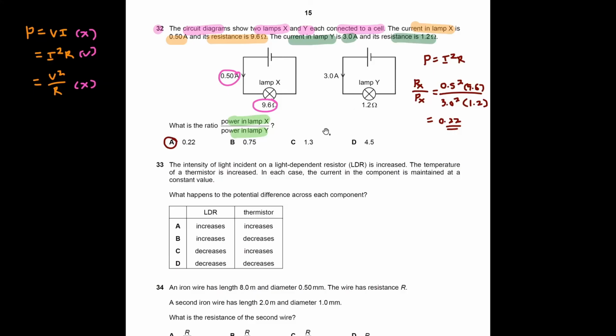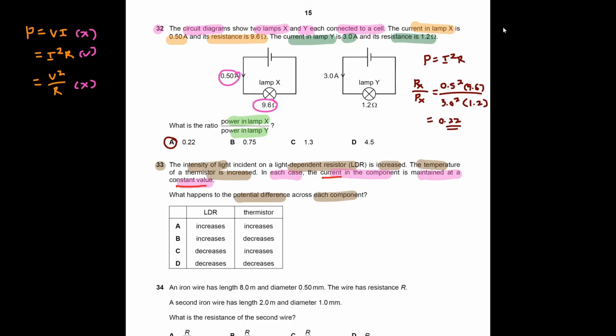Then you move on to question 33. Now in question 33, the intensity of light incident on an LDR is increased. The temperature of a thermistor is increased. In each case, the current in the component is maintained at a constant value. So regardless of what happens to your LDR or thermistor here, current is maintained constant. So here, what happens to the PD across each component?